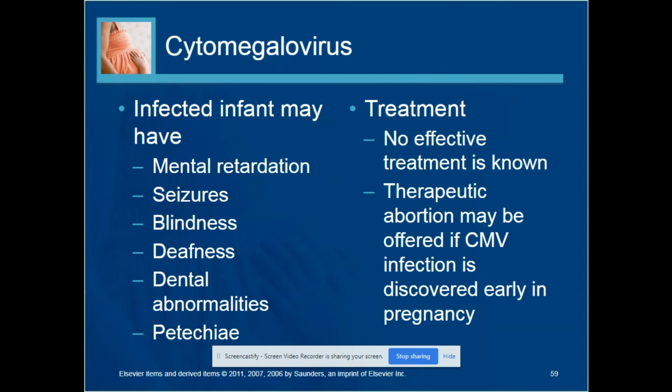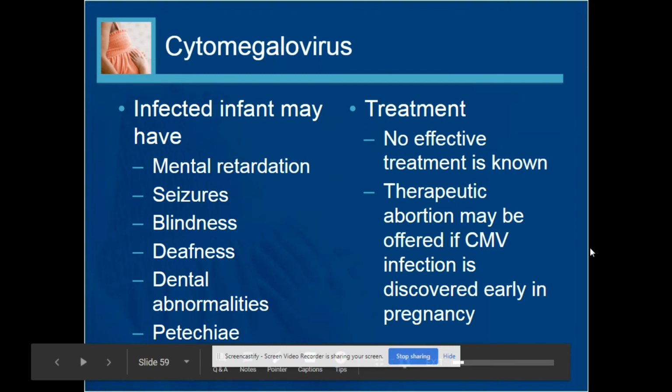Cytomegalovirus is the first one that we're going to talk about. It is a widespread infection and commonly occurs during childbearing years. It's often asymptomatic in the mother, but the infant has issues. The infant can have mental retardation. Okay, so cytomegalovirus may cause issues for the infant.